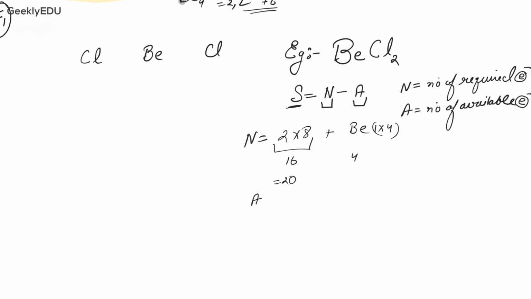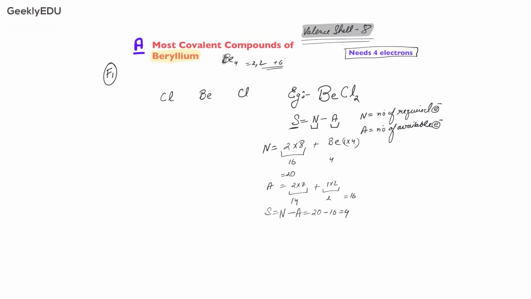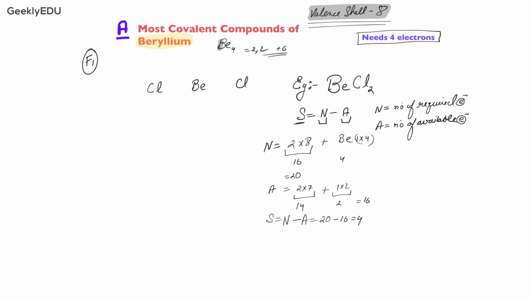Okay. Now A, what is A? A is the availability, right? Now for chlorine, you have 7, right? So 2 times 7, that comes out to be 14, plus for beryllium 2 comma 2. For the valence shell, you only have 2 electrons. So 1 times 2, that is 2, that is 16. So S is equal to N minus A, that is 20 minus 16 equals 4. Now we have to use this math to calculate the bonds here. We have to have 4 electrons involved in the bonding, right?